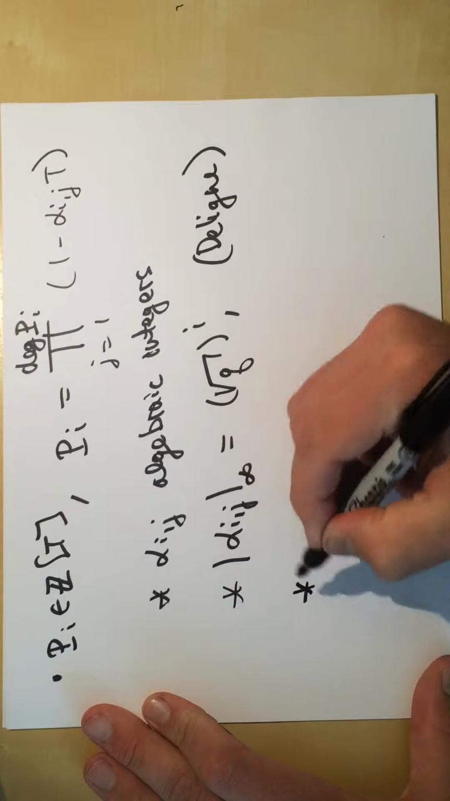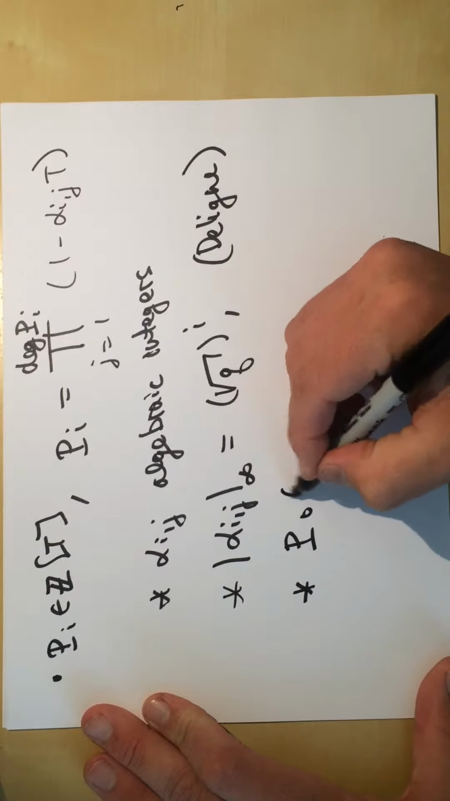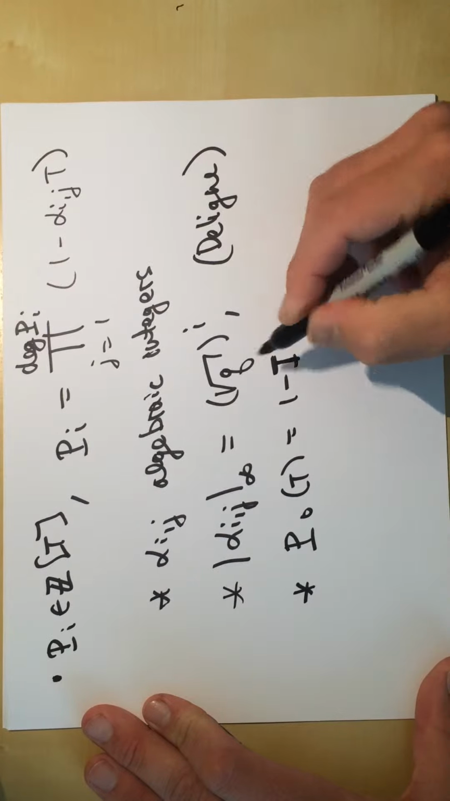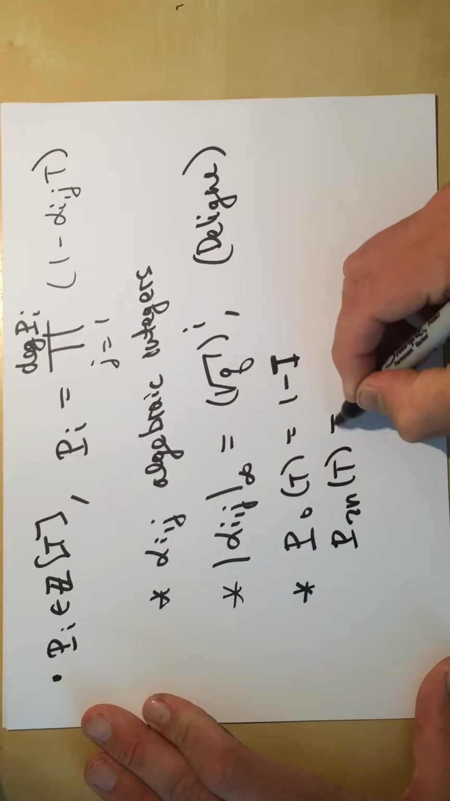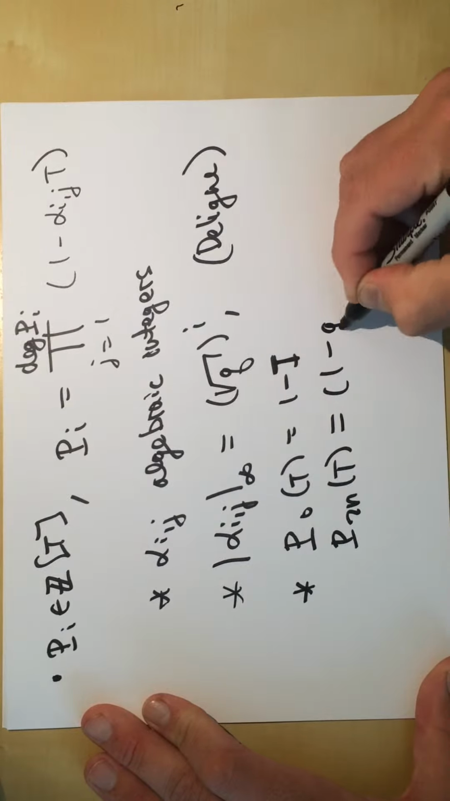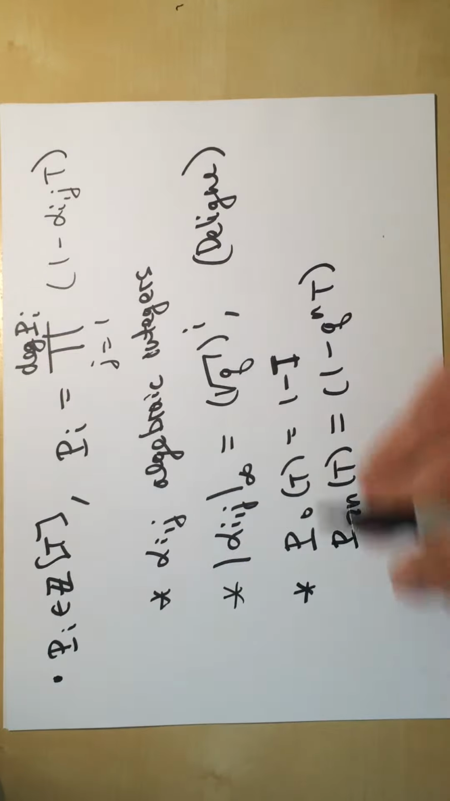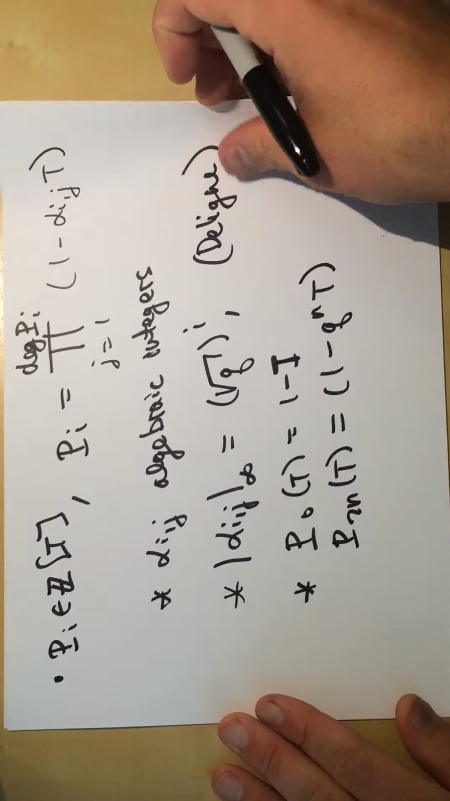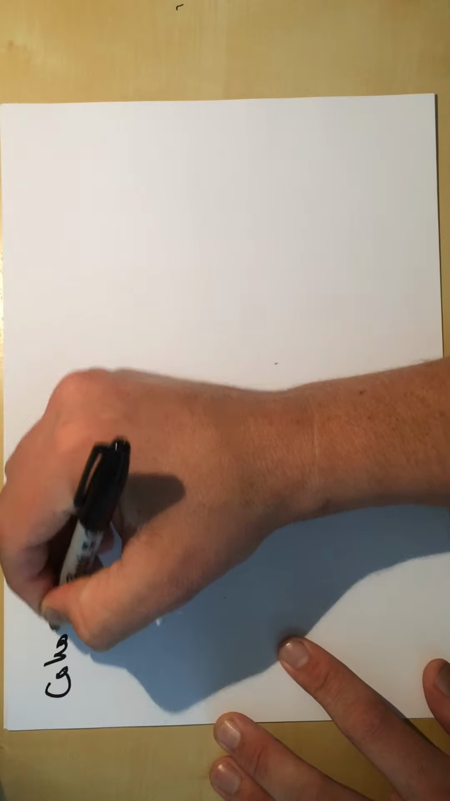Also, we know that P_0 of t is just 1 minus t, and that the top one, P_2n of t, is just equal to 1 minus q to the n times t. So we know a little bit about the structure of these things. Well, also we know where these things come from. So there's this cohomological interpretation.